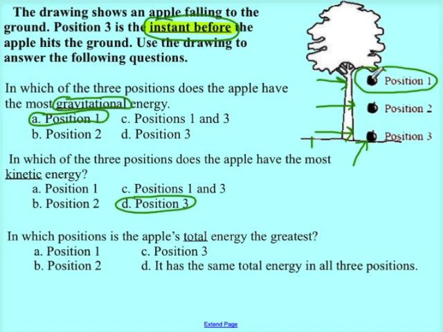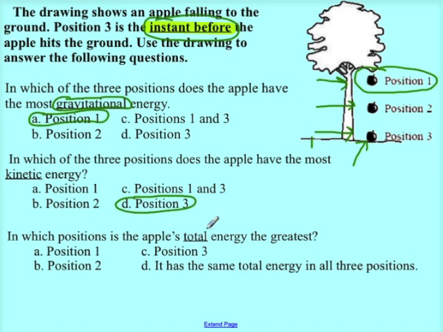So position 1, it's got a lot of height, but if it's being held, it's got no speed at all, so it can't be that one. And it can't be position 2 because it's in the middle. It's probably about 50-50. So the correct answer is position 3, which is letter D.